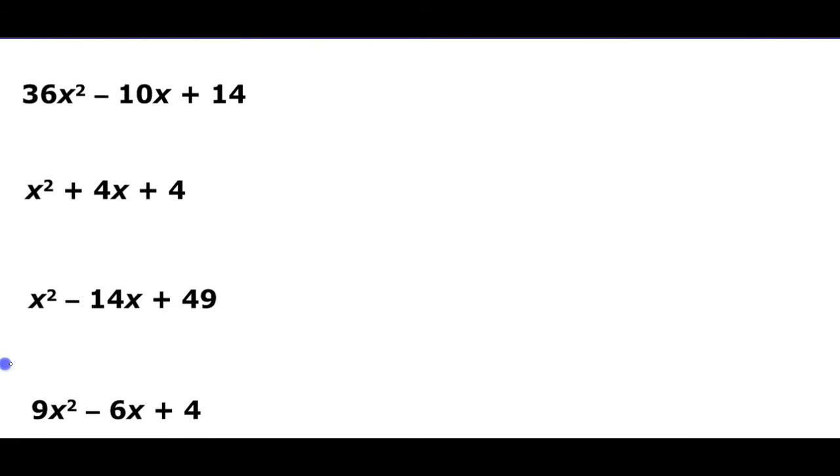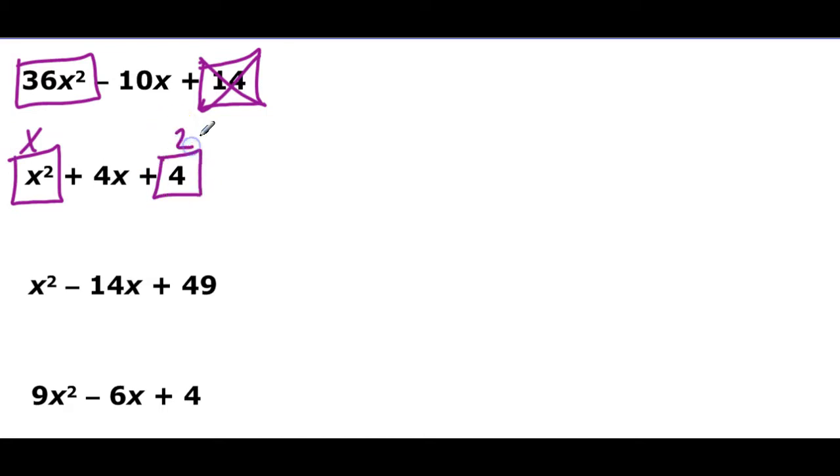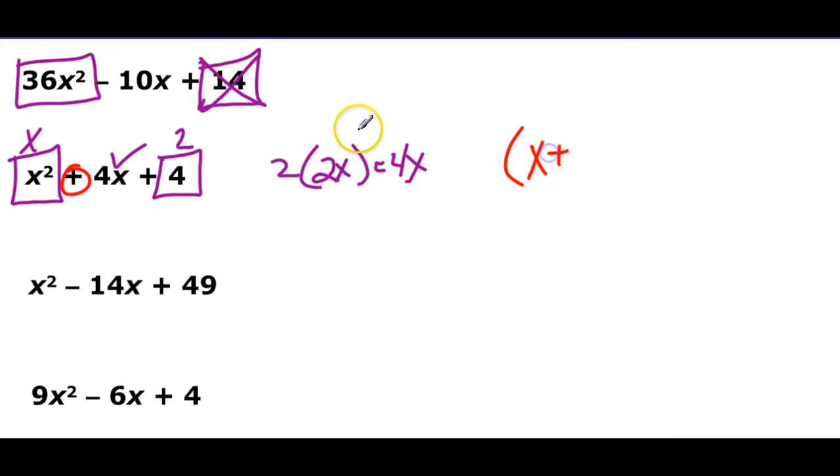Now you might want to pause the video and try these. Okay, and again, I'm going to go ahead and do those, so pause the video. Perfect square, not a perfect square. Move on. Perfect square, x, perfect square, 2. Multiply those together. 2x times 2 equals 4x. Yes, this is a perfect square trinomial. Factor it. Just use what you did on the top here, these square roots. x, sign in the middle, plus 2 squared.